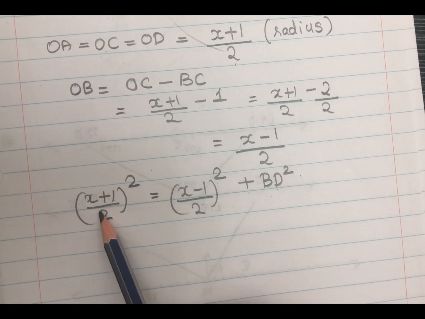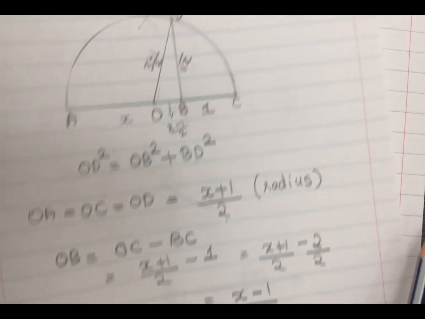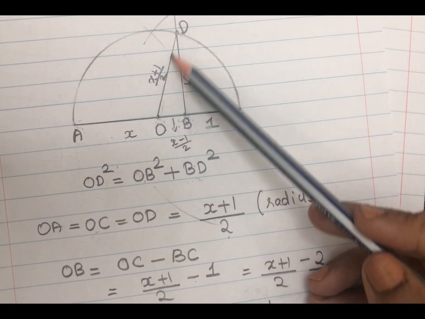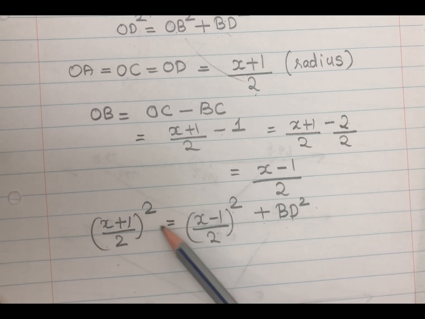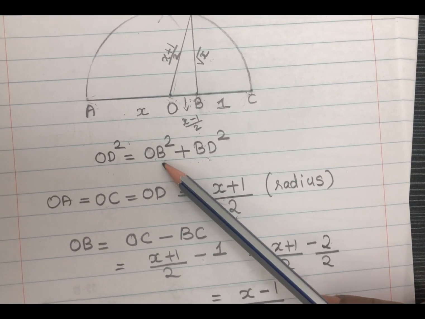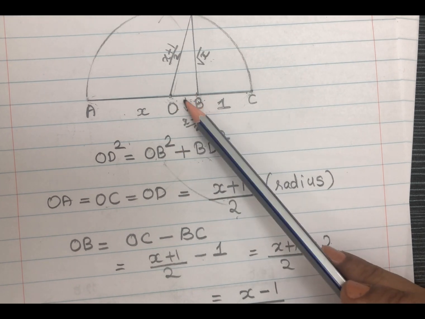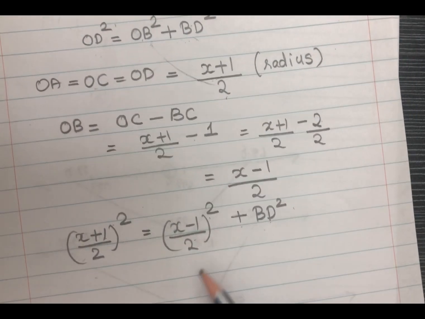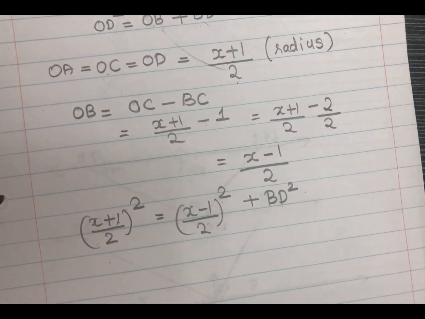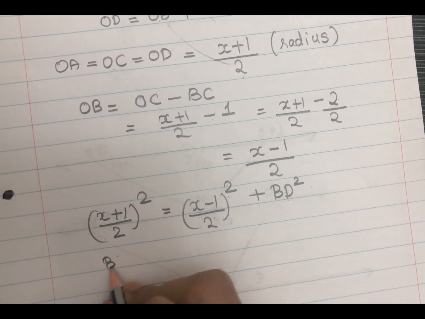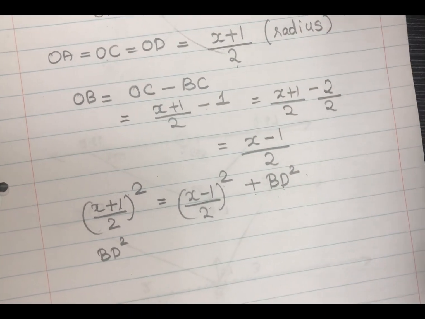OD is the hypotenuse, which is (x plus 1) by 2. We have seen it here, right? So here (x plus 1) by 2 the whole square. And next one, OB square. OB square is this one, (x minus 1) by 2. (x minus 1) by 2 the whole square plus BD square. Now we need to find BD square.